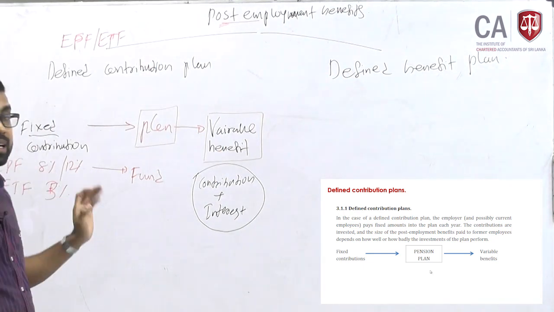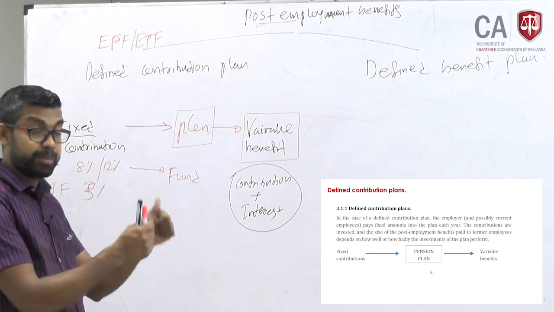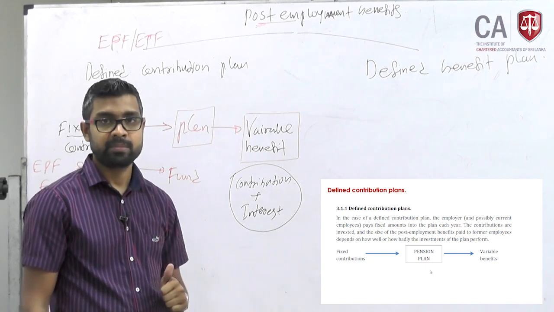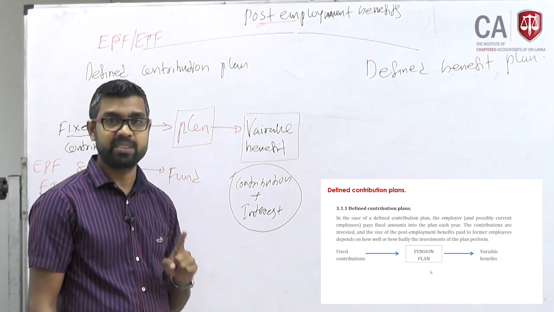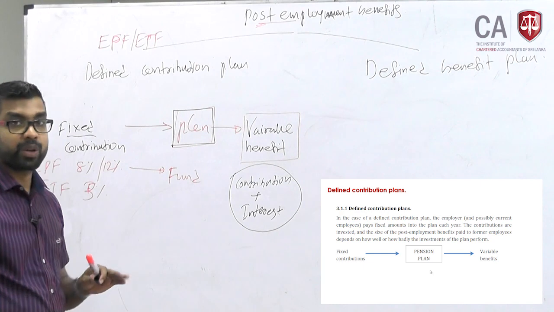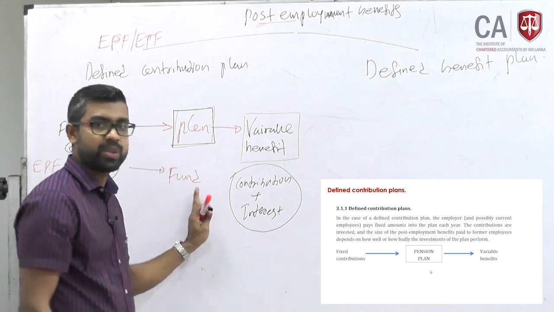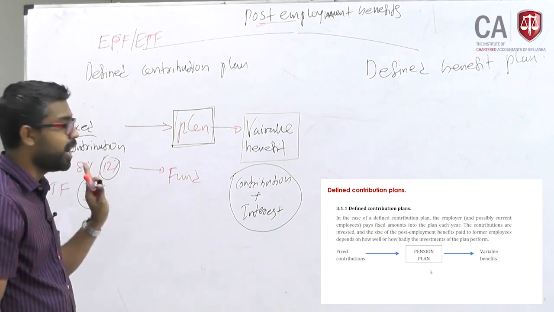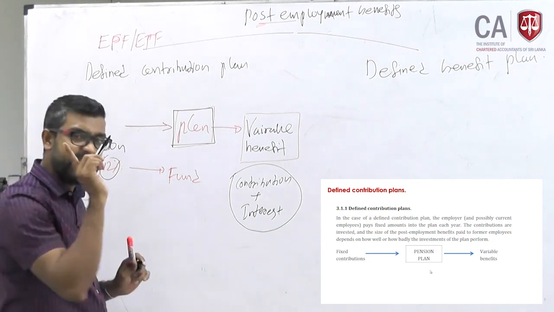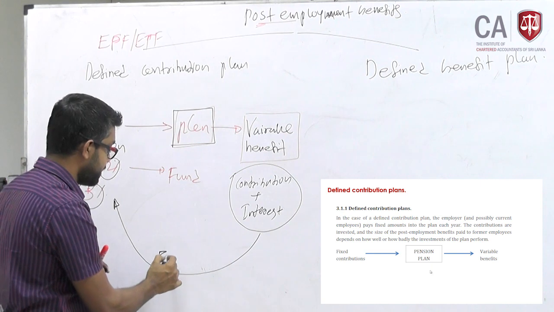Employer and employee give a fixed contribution to a plan, which is the EPF ETF fund. From that you will receive what? Variable benefit, contribution plus interest. Most interesting thing is this. Here, once you contribute, we are talking about the employer basically, this 12% and 3%, to this fund, you are not further responsible on that payment. At any given point, the employee cannot come and ask from the employer.